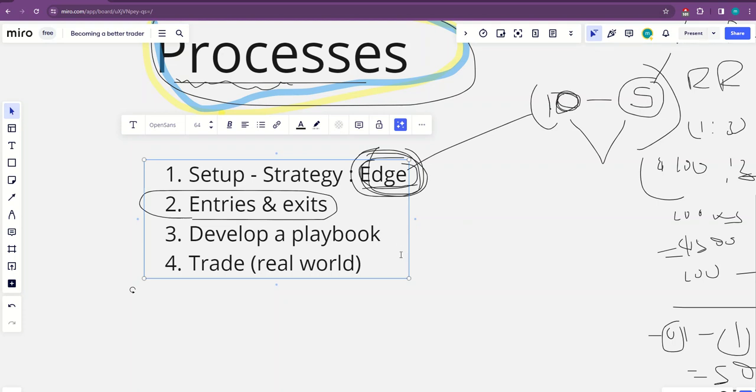Because I have done the work and I have put in a lot of time into doing this. So you might actually have to build your own playbook that has your own rules. What do you look for in an entry? How do you exit a trade?